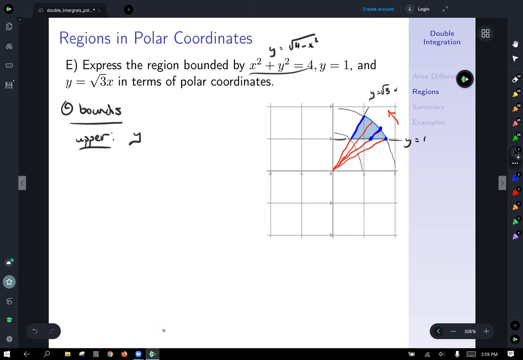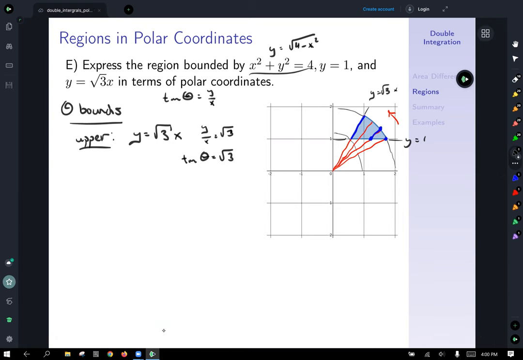We know that the upper bound is related to the line y equals the square root of 3 x. Well, what relationship do we have involving both y and x? For polar coordinates, we have tangent of theta equals y over x. And so let's solve this in terms of y over x. We've got y over x equals the square root of 3. And we can use this to relate it to polar coordinates as tangent of theta equals root 3.